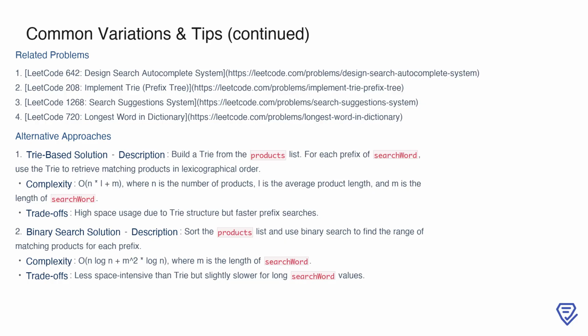Alternatively, a binary search solution involves sorting the products list and using binary search to determine the range of matching products for each prefix. This has a complexity of O(N log N plus M squared times log N), which is less space-intensive than a trie but can be slower for longer prefixes.